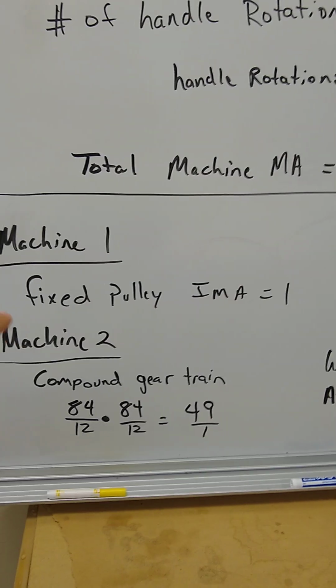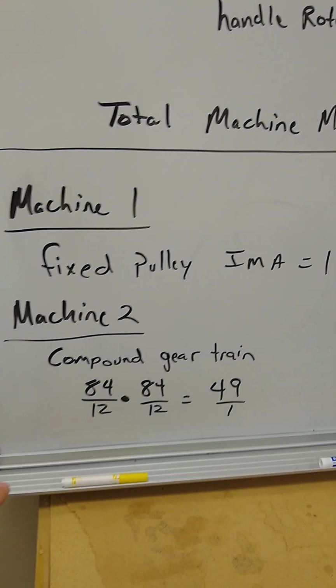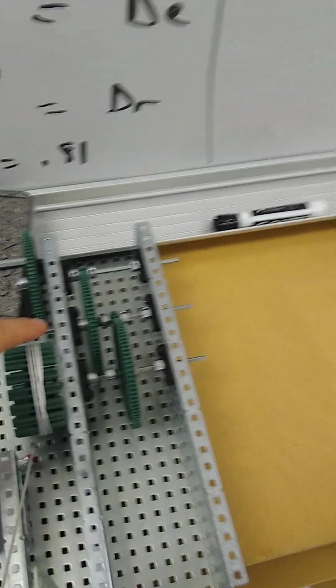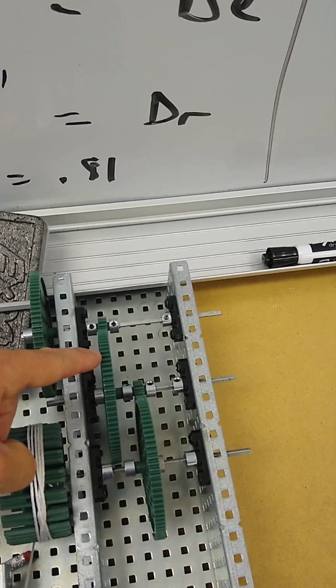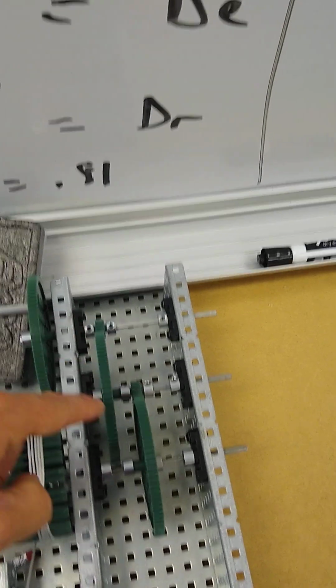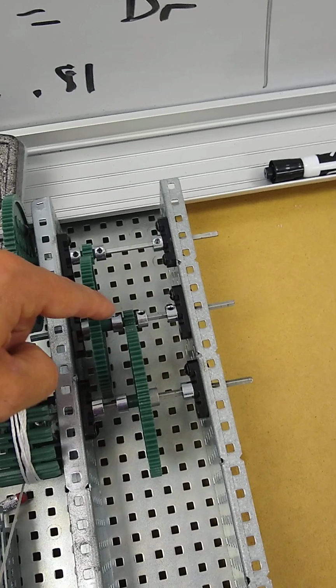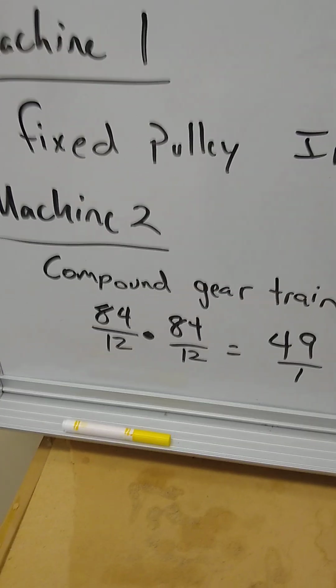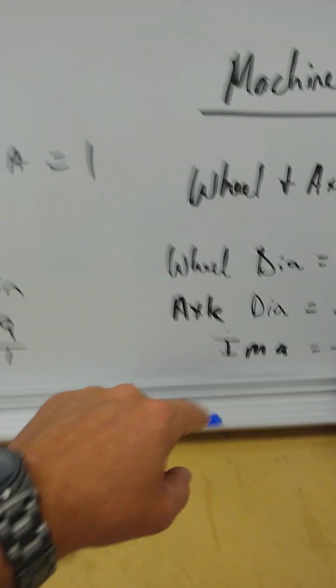So the fixed pulley has a mechanical advantage of 1. Compound gear train, we had 84 and 12. So 12 is our input, 84 is the output. So it'd be 84 over 12. And since it's compound, it would be another 84 over 12. When we do that, 84 over 12 times 84 over 12 is 49 to 1.